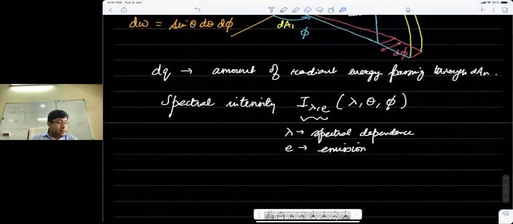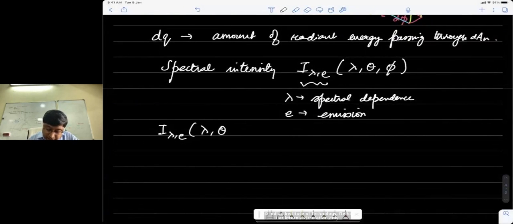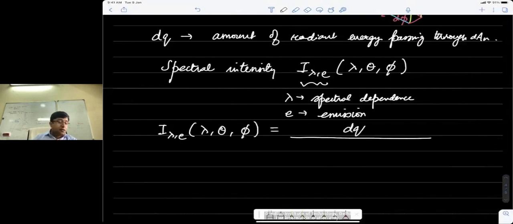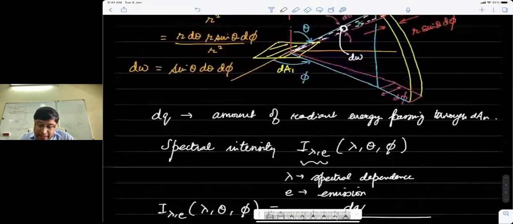So we can write that the spectral intensity for the wavelength lambda in the direction theta comma phi is given as the amount of radiant energy passing through DAN, which is dq, divided by the area of this surface, which is DA1, area of DA1 as seen from DAN.